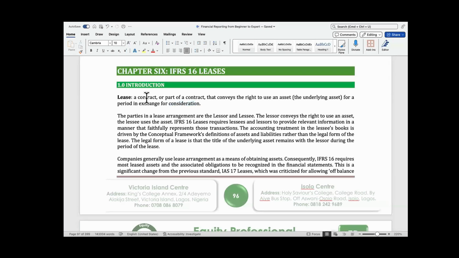Yes, very straightforward and direct definition, but this definition is not detailed enough to take care of some dynamics, some events that can occur, for us to say convincingly that a transaction is a lease. So for example now, let me give you a scenario.